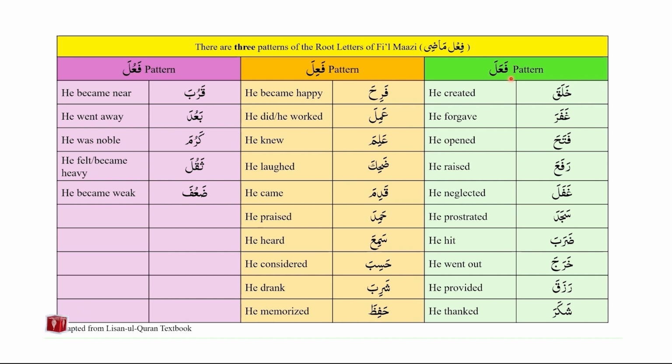Let us look at some examples of the fa'ala pattern. Khalaqa, he created. Ghafara, he forgave. Fataha, he opened. Rafa'a, he raised. Ghafala, he neglected. Sajada, he prostrated. Dwaraba, he hit. Kharaja, he went out. Razaqa, he provided.